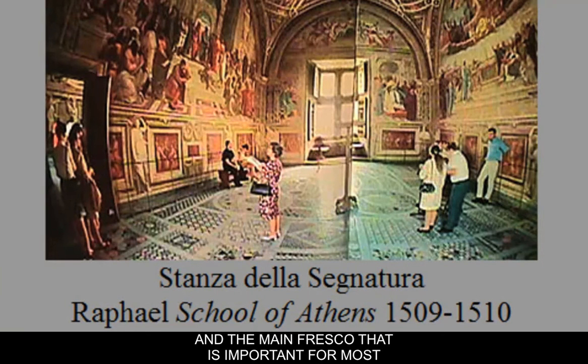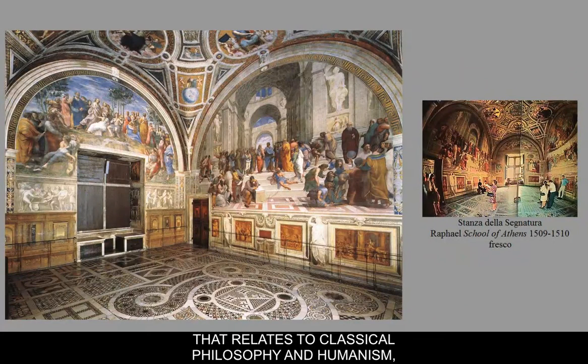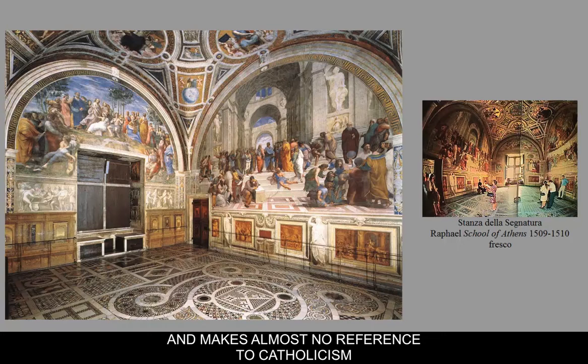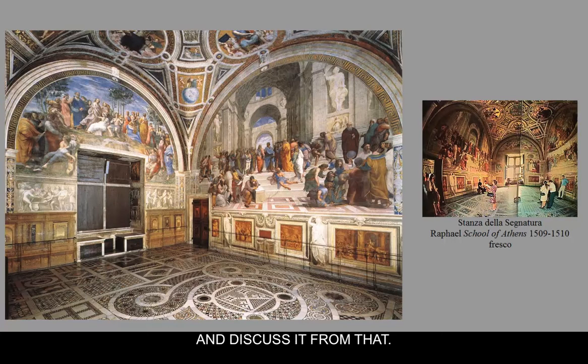And the main fresco that is important for most art history surveys is called the School of Athens. It's this kind of weird painting that relates to classical philosophy and humanism and makes almost no reference to Catholicism in any significant way, but it's clearly meant to be related to what's going on in the Renaissance in the Catholic Church. And so first of all, we can approach this from a formal point of view and discuss it from that.